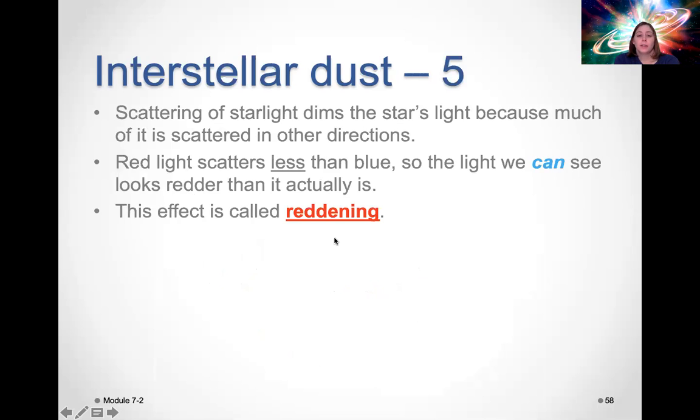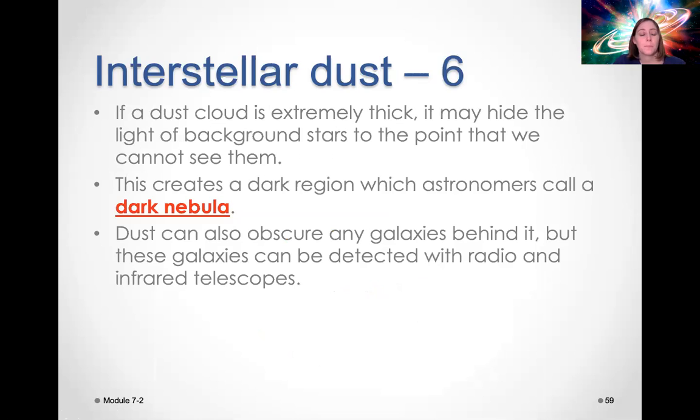Scattering of starlight dims the star's light because much of it is scattered in other directions, so fewer photons reach Earth. Red light scatters less than blue light, so the light we see typically looks redder because red light is what's reaching our eyes. That's called reddening. If a dust cloud is extremely thick, it may hide the light of the background stars to the point that we cannot see them with the naked eye anymore.